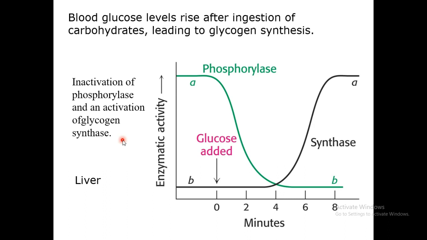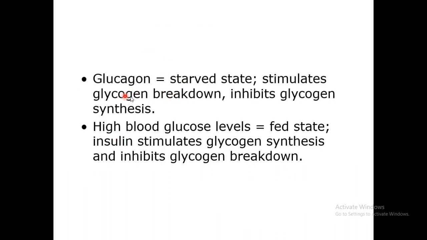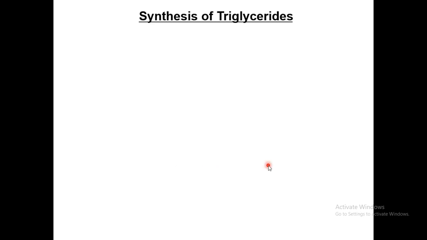Okay? Sige. So yeah, as what I've said, katong glucagon, starved state, so catabolic, so stimulates glycogenolysis. Then inhibits glycogen synthesis. In times of abundance, this is fed state, so glucagon decreases and insulin increases. So therefore, ang ma-stimulate is glycogen synthesis and ang ma-inhibit is glycogenolysis. Okay? Sige. So, that is anabolism of carbohydrates.